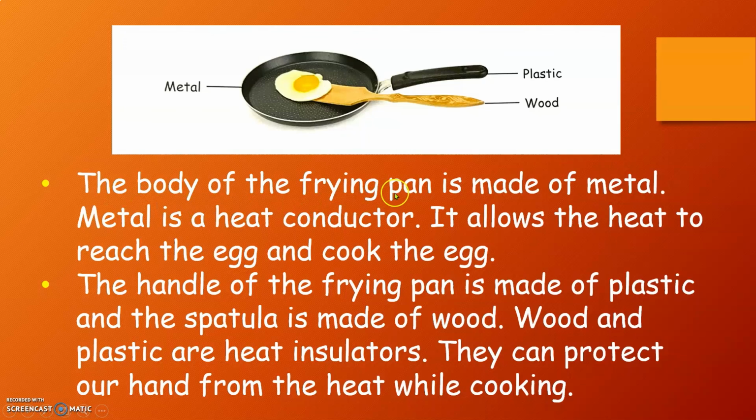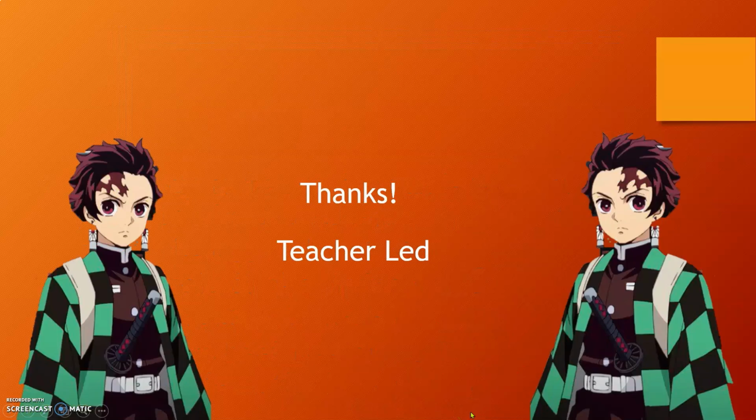The body of the frying pan is made of metal. Metal is a heat conductor. It allows the heat to reach the egg and cook the egg. The handle of the frying pan is made of plastic, and the spatula is made of wood. Wood and plastic are heat insulators. They can protect our hand from the heat while cooking.